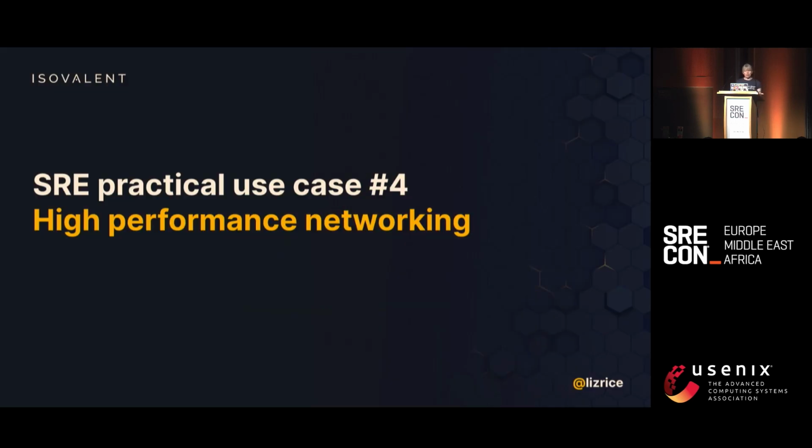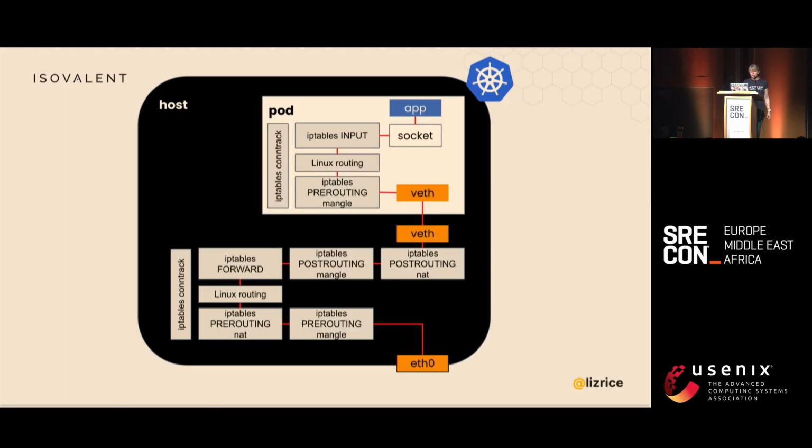We can also use eBPF for high-performance networking. So this particularly relates to the Cilium project, which I'm quite involved with and which Isovalent was the original creator of. Is anybody here using Cilium? I see a few hands.